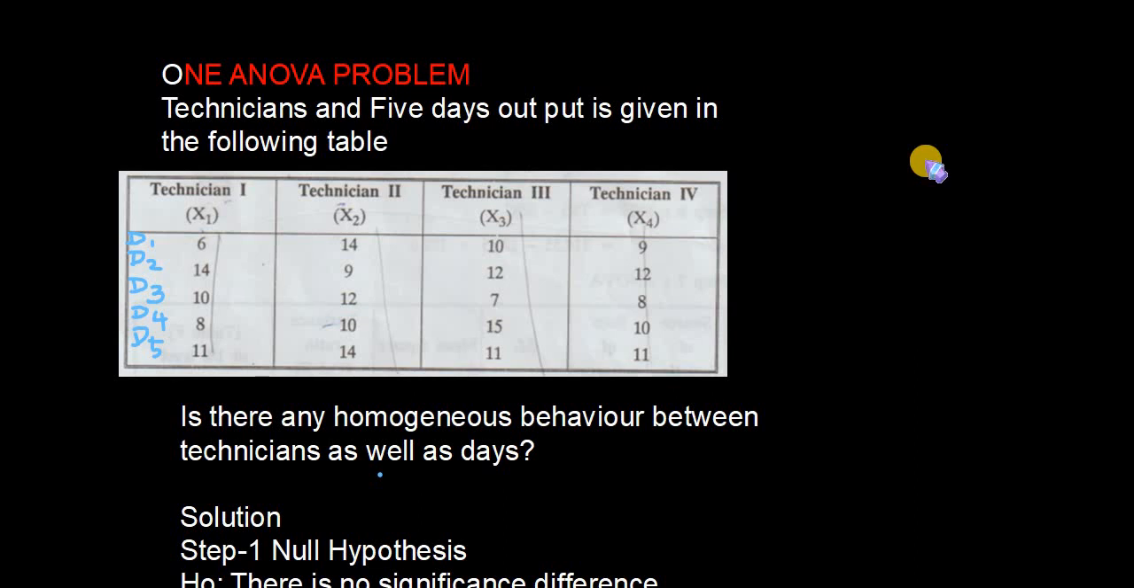Okay, students, it is very good that I am taking this problem, and we are going to discuss this. This is a one-way ANOVA problem. So what is the problem about? Technicians and 5 days, and their output is given in the following table. So these are the 4 technicians. Their output is given in numbers, and these are 5 days.